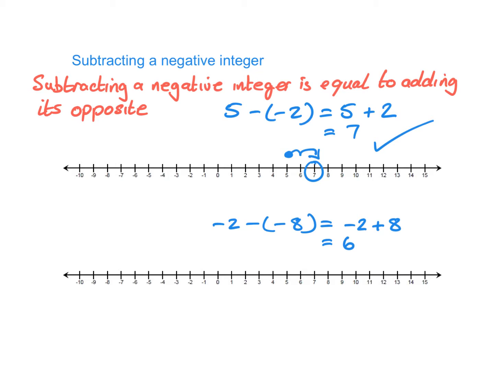And once again, let's prove it on the number line below. So we've got negative 2 as our start point, and we're going to add 8 to it. And if we're adding, we need to move to the right. So if we go 1, 2, 3, 4, 5, 6, 7, 8, I end up at 6.